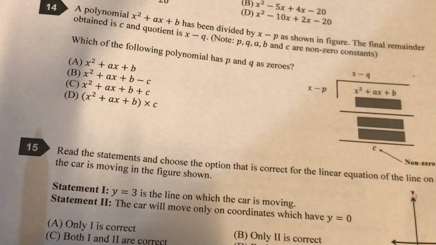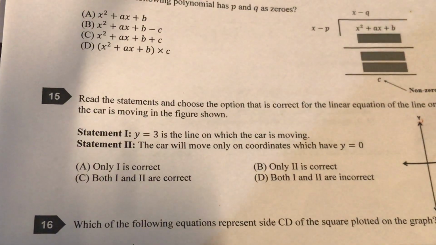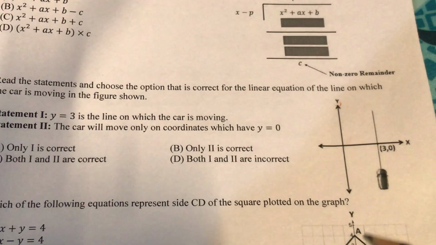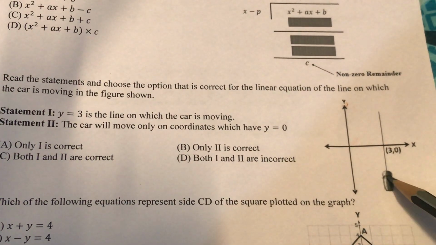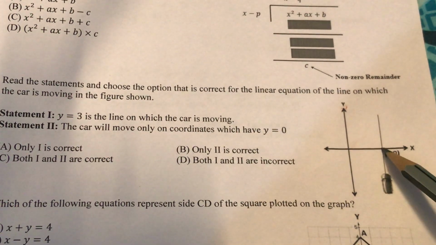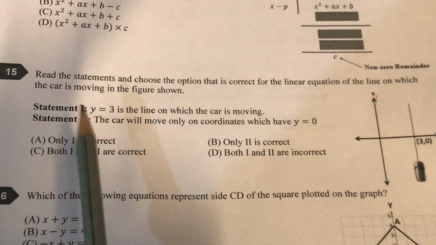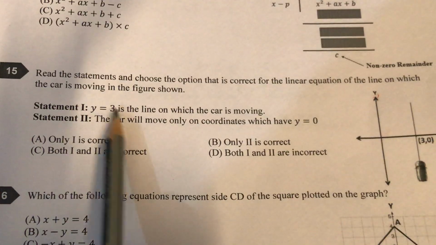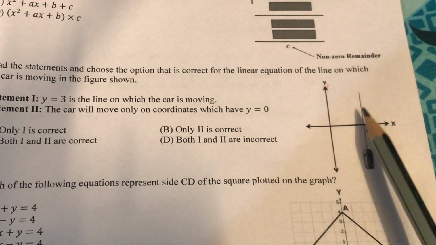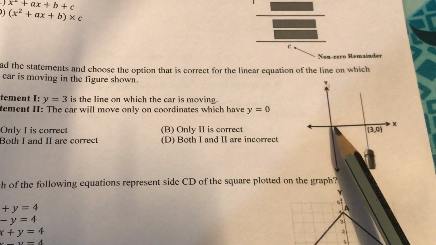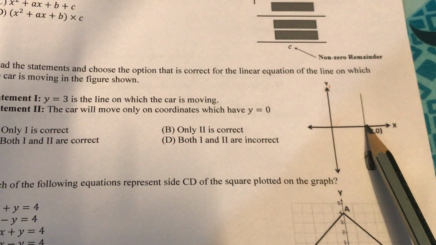Question number 15. I have to read the statement and choose the correct option. Now, this is my car and it is moving on a road, right? These are the coordinates. So the value of y is different and the value of x is always going to be 3. Now, as you can see, y equals 3, so this statement is wrong because we have x equals 3. Every time we are getting x equals 3, isn't it?